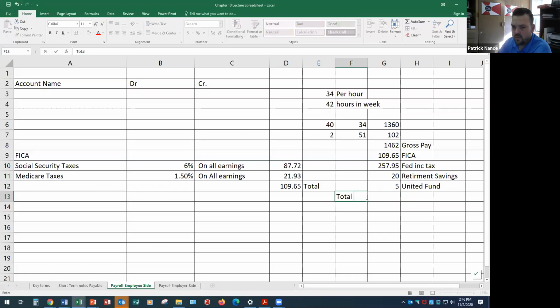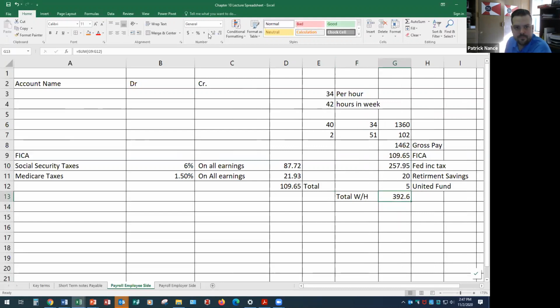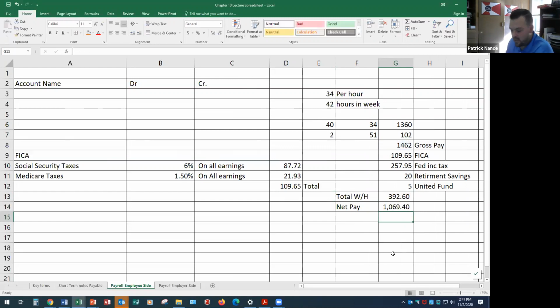So his total withholdings would just simply be the sum of all those numbers, which is $392.60. Okay, in total. That means his net pay would be the $1,462 minus the $392.60, gets me $1,069.40.